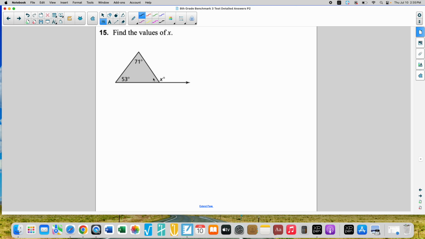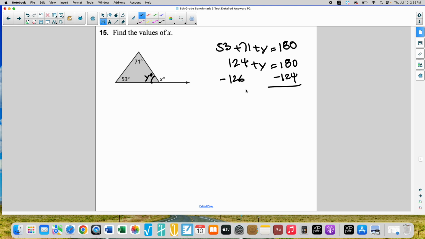Same thing here. If we want to find this, because x and y are supplementary, 53 plus 71 plus y should equal 180. The angles inside of a triangle, we'll add those together. That's 124 plus y equals 180. Subtract 124 and y equals 56 degrees.